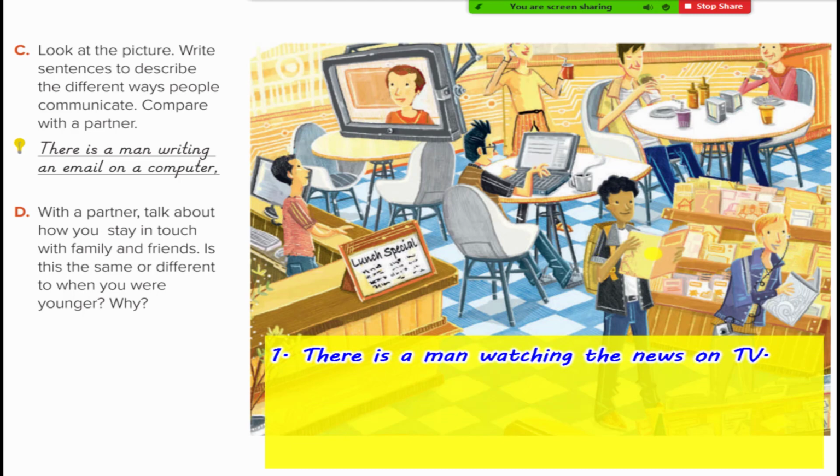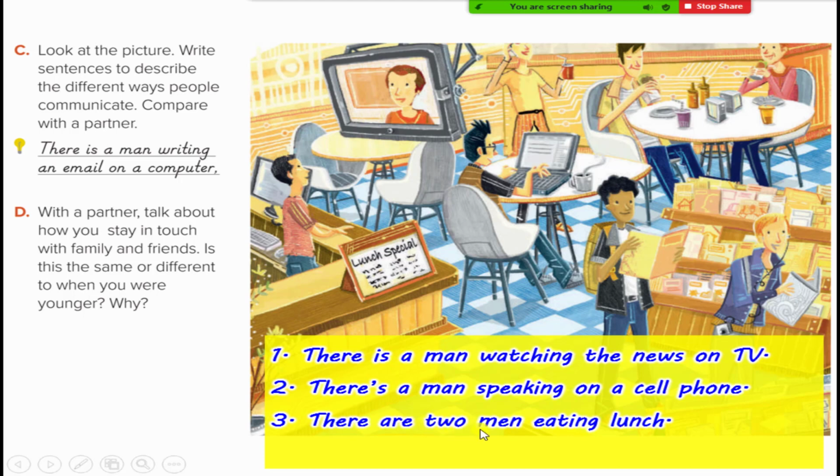There is a man watching the news on TV. There is a man speaking on a cell phone. And there are two men eating lunch. And there are two men reading magazines or reading a newspaper.